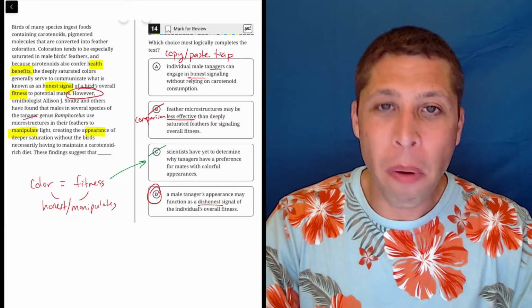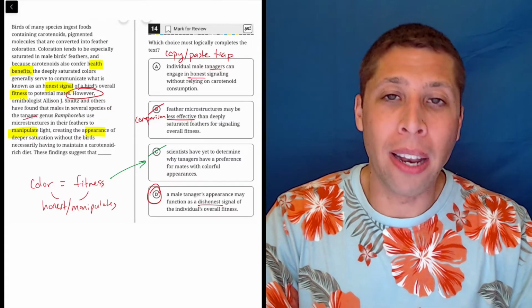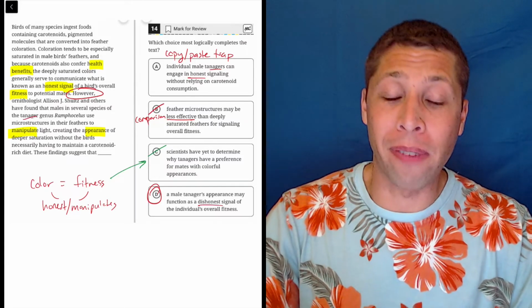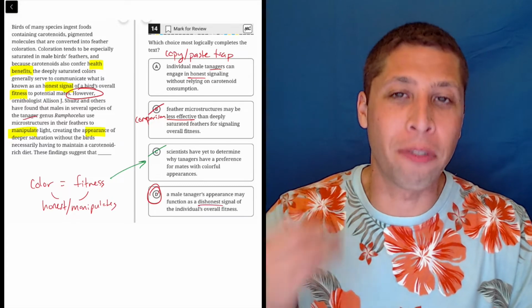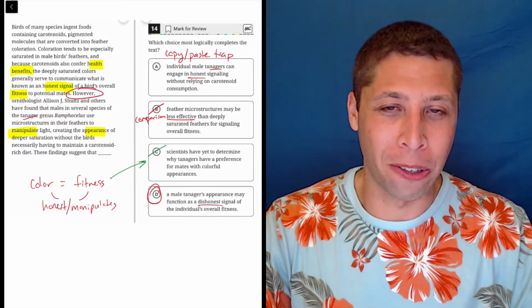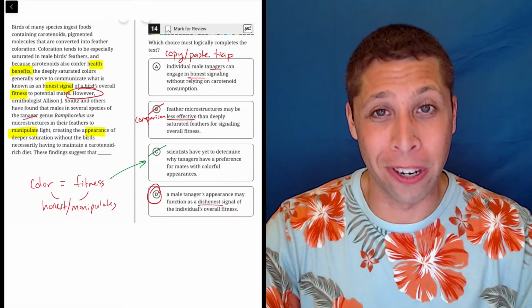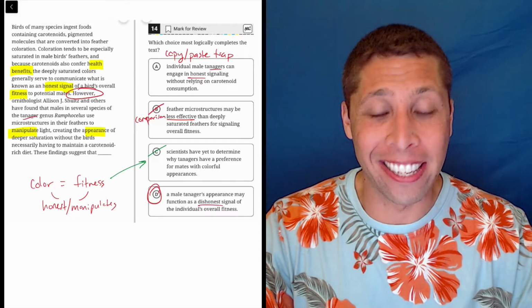So just remember, copy-paste traps exist. They're not always wrong, but if you see a word, or if you're picking a choice just because it repeats the same word, be careful. You might be falling for one of those traps, and you want to think a little bit more deeply about how they're using the word and what it's saying about the idea in the lines.